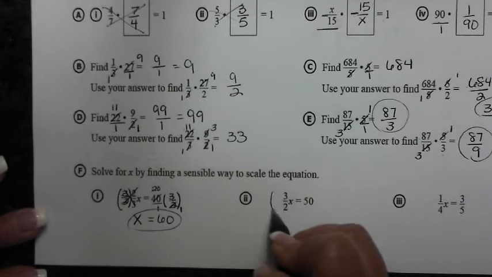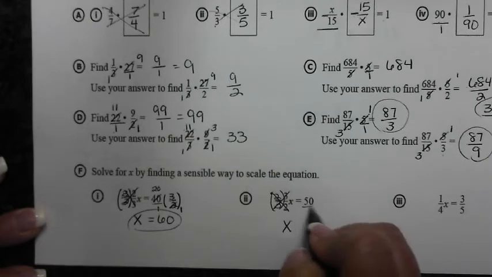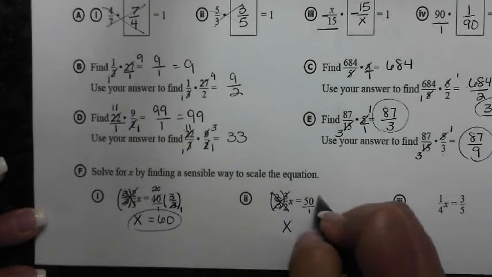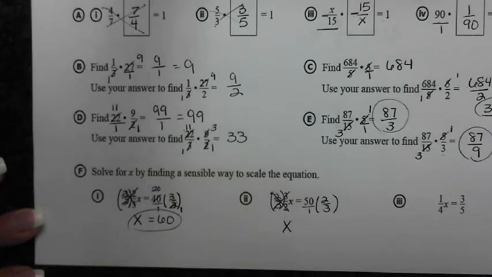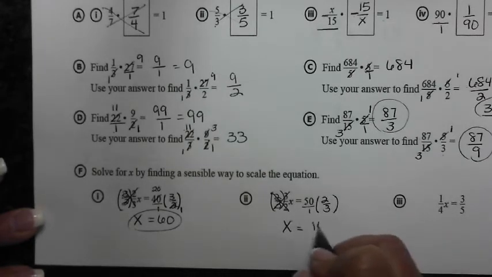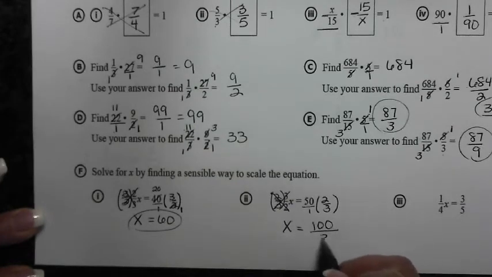The reciprocal here, 2/3. These cancel out. You're left with x. If I multiply this side by 2/3, I have to multiply this side by 2/3. Can anything be reduced? Does 3 go into 50? No. So in this case, we're just going to multiply straight across. 50 times 2, 100. 3 times 1, 3. We have 100 over 3.